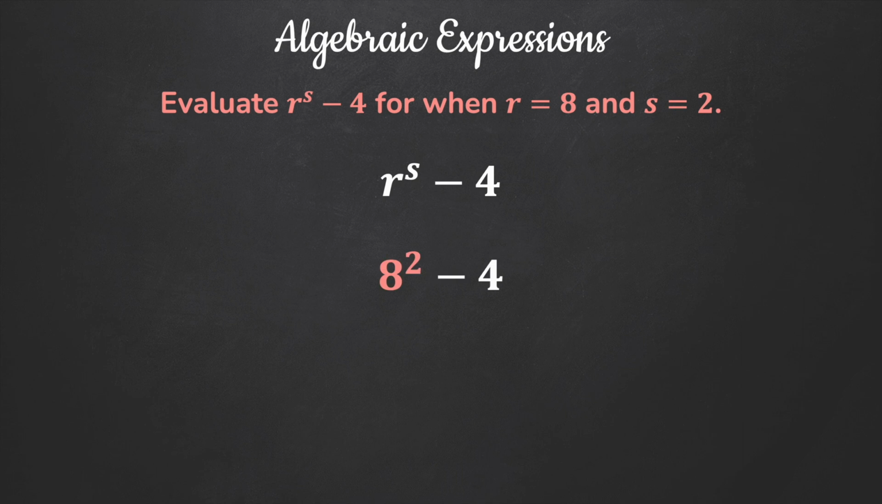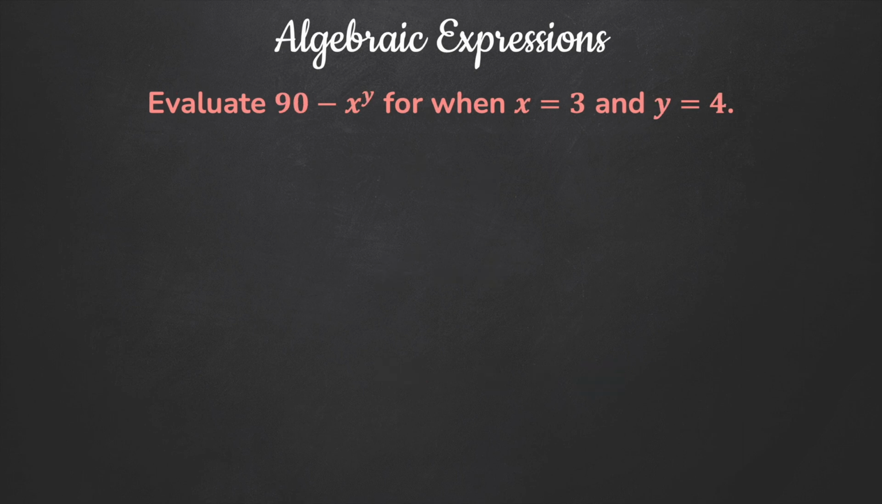And according to order of operations, we're going to do the exponent first and then subtract. So 8 to the power of 2, or we could say 8 squared, is 8 times 8. And 8 times 8 is 64, and then 64 minus 4 is equal to 60.